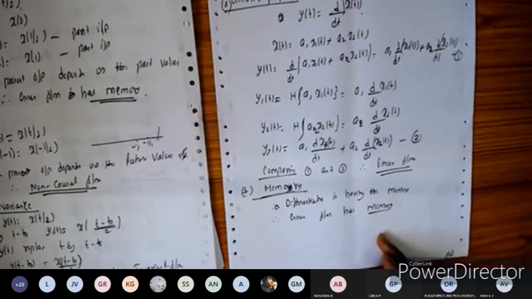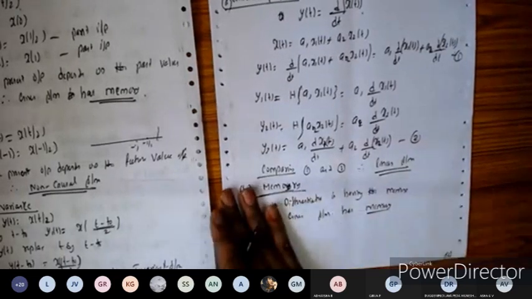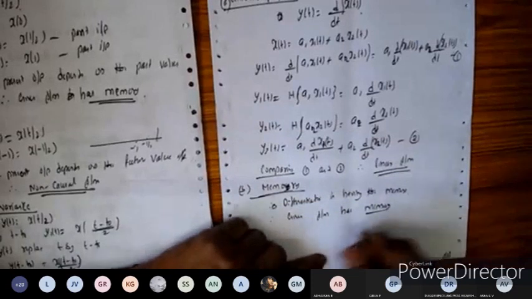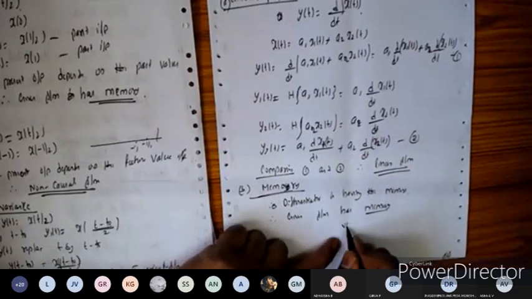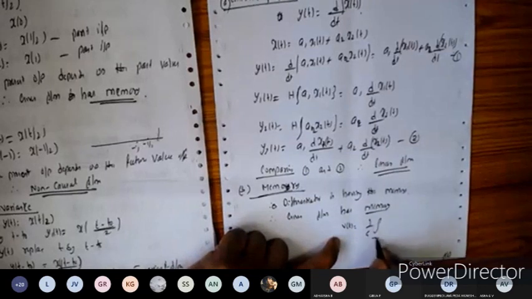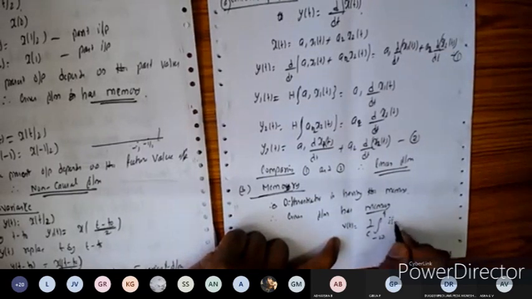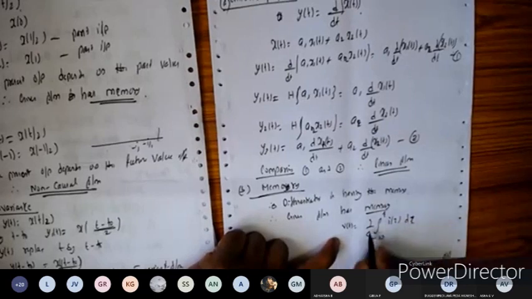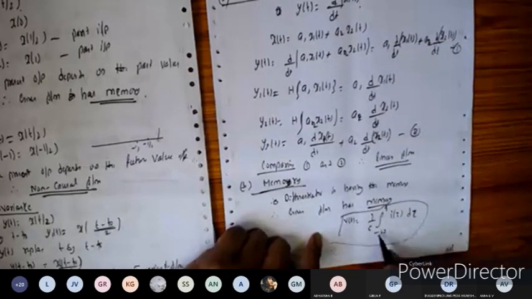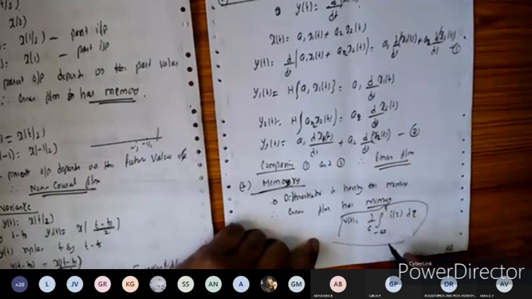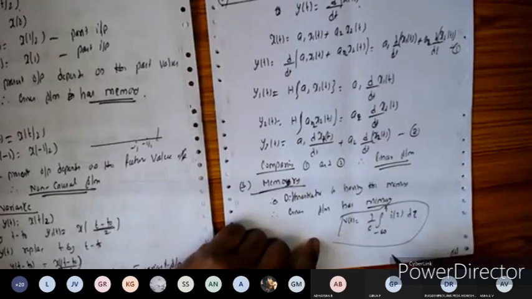Okay, and when you come to the causality, the differentiator depends on the future values also. Because at t equal to minus infinity, if I take the energy stored in the capacitor, we know that v of t, the voltage across the capacitor, is 1 by C integral from minus infinity up to t of i of tau d tau. From minus infinity up to 0, this will be considered as the future values. That's why it is said to be a non-causal system.